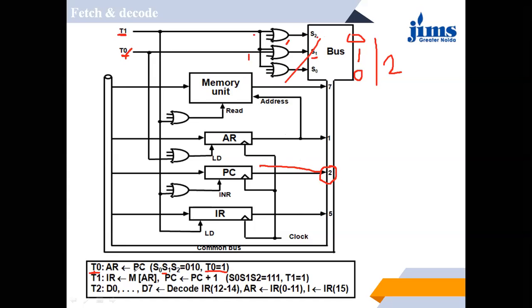It means the content of the register PC is going to transfer to AR, the address register. When this is selected, at that time the address in the program counter is going to be copied and transferred to the address register. Then at time t1, this is 1 and the rest is 0.